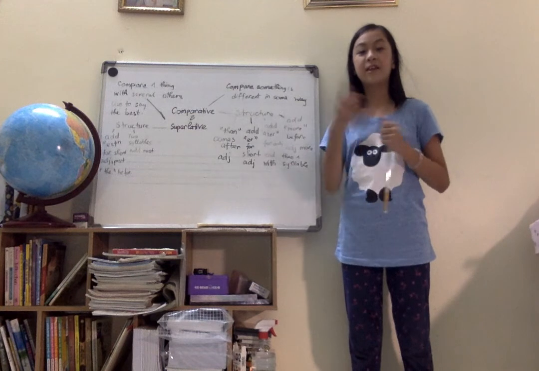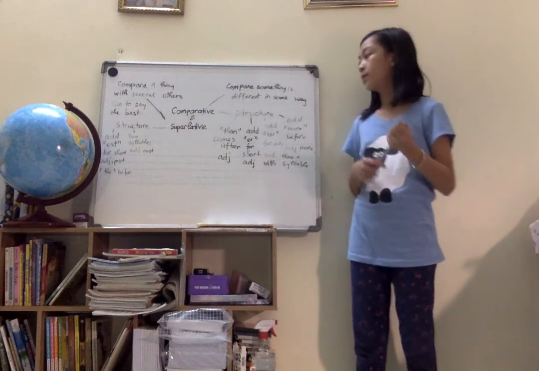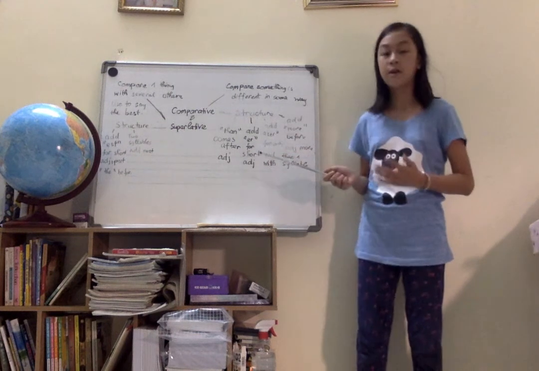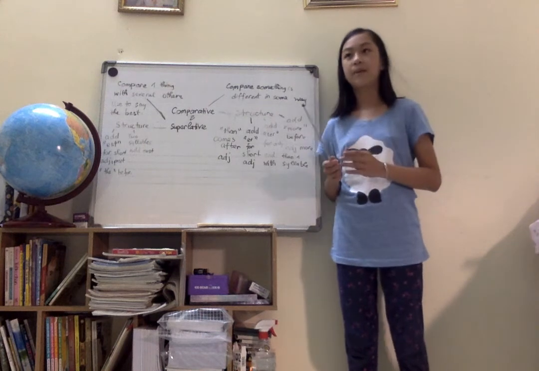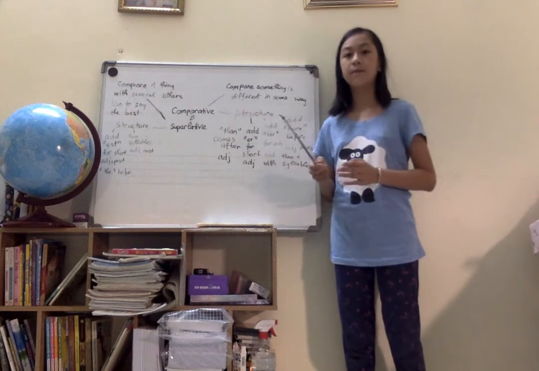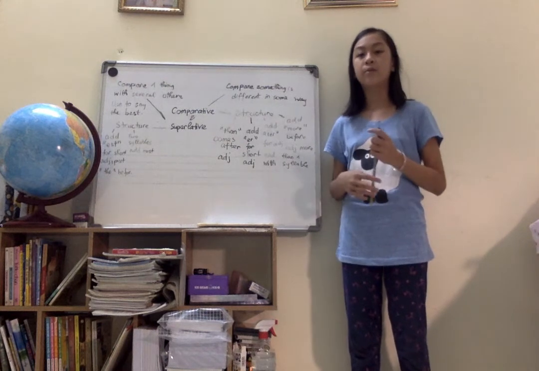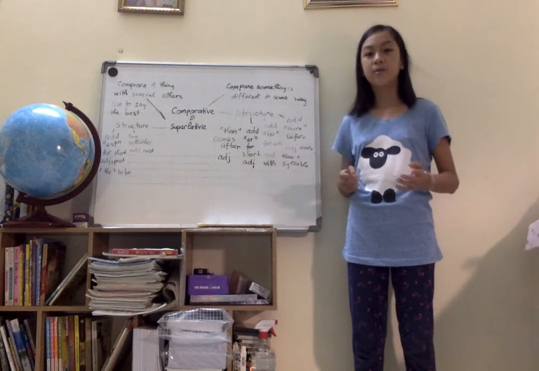I am thinner than you. I am thinner than you. You might realize that the word "than" comes after the adjective. The adjective is thinner, I mean the comparative adjective. And when you want to use it, you remember the word "than". It is not "I am thinner you."